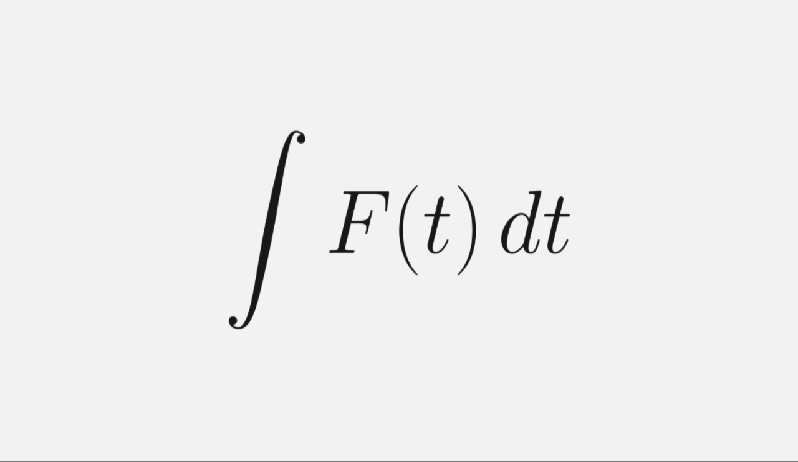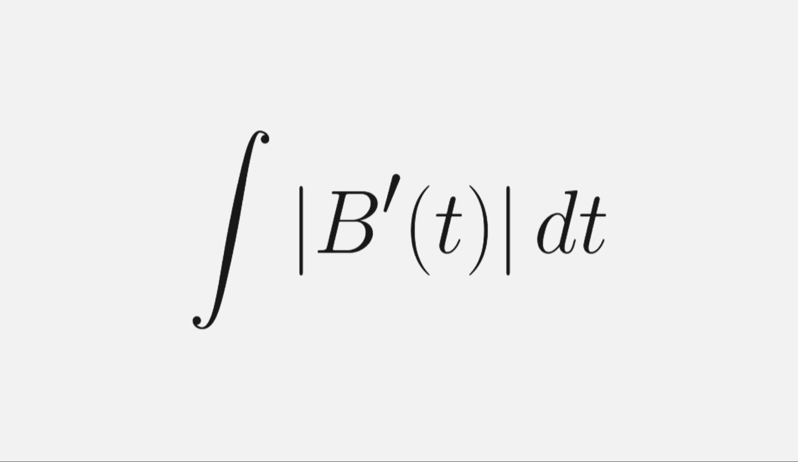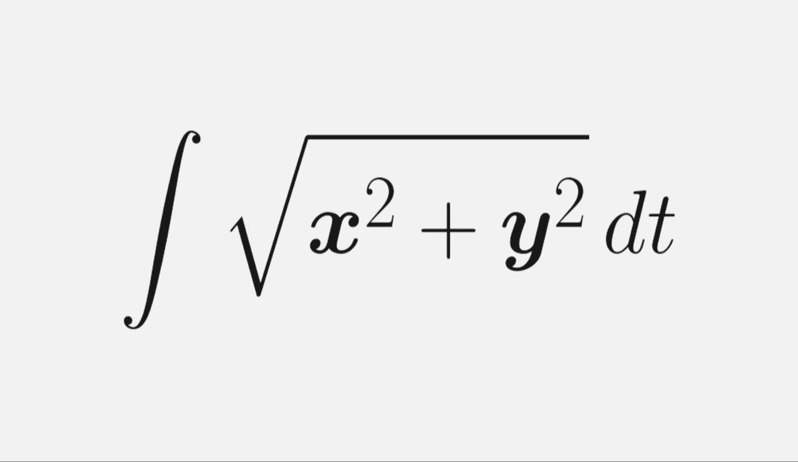If you know integrals from some education or whatever, an integral over a function just adds up that function over a range of values. When you apply it to Bezier, this is, for example, the integral that describes the length of a Bezier curve. And if you expand it to x and y, it looks more like this. The x and y are bold because they are functions.